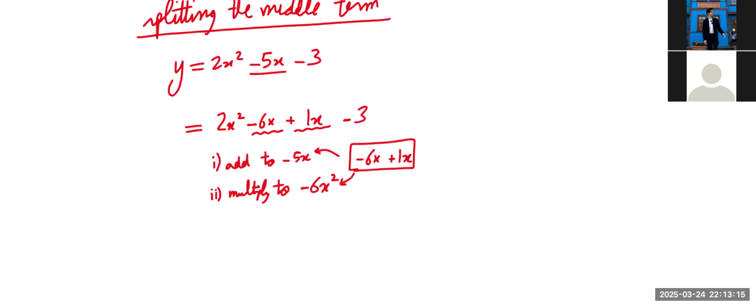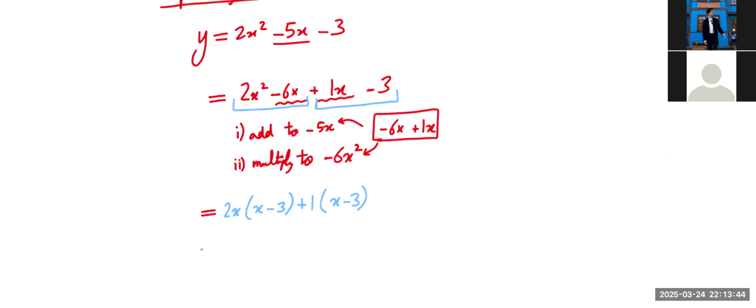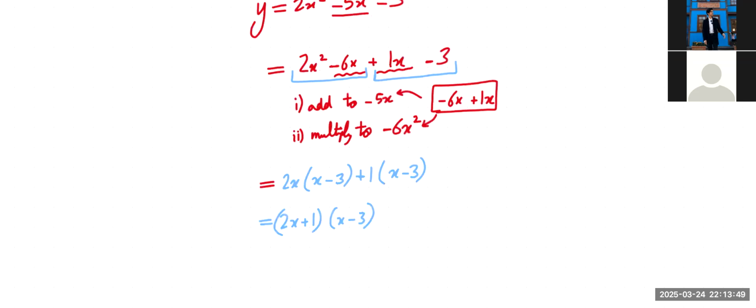Now that we've done that, the next step is sometimes easy to forget. Factorize the first two things, and factorize the last two things separately. What can I factor out of the first two things? 2x. What's left inside? x and -3. Exactly. What can I factor out of the second two things? Just 1. So we'll take a plus 1 out, leaving -3. So then it's 2x plus 1 times x minus 3. So this is your factorized quadratic.